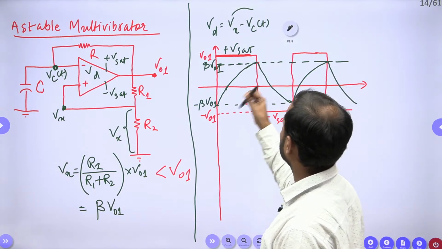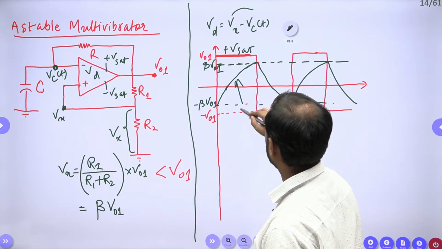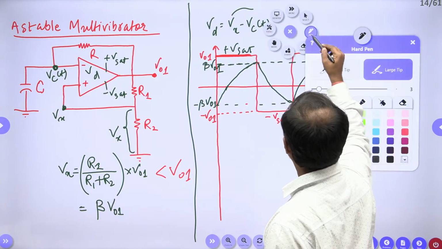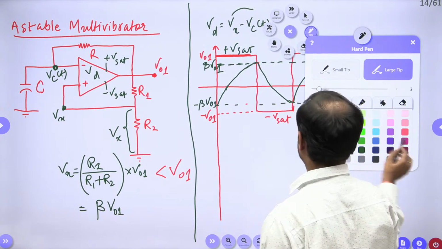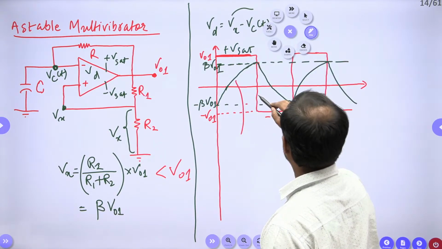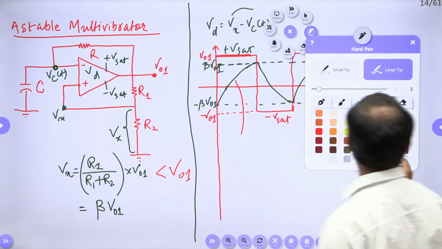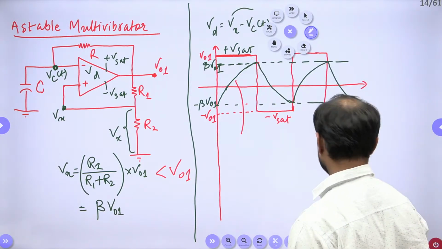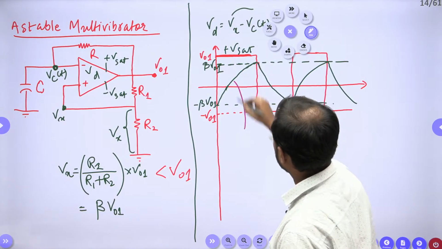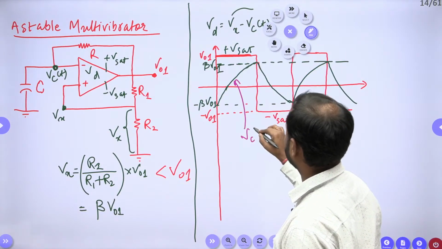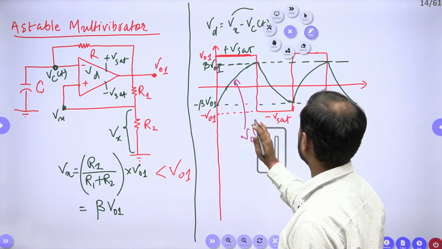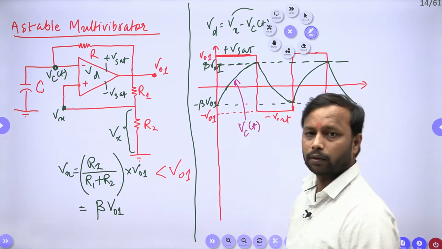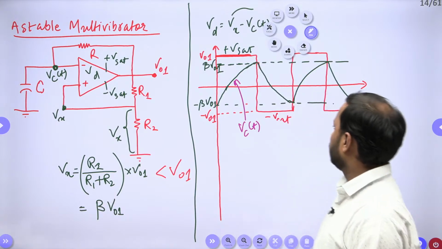So this is the capacitor voltage, Vc of t, or you can say Vc only. We have written Vc of t, right? Okay. Done? Clear, everybody?